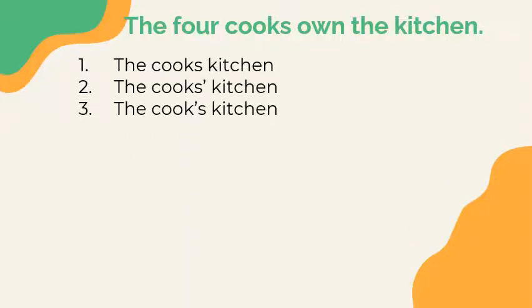The 4 cooks own the kitchen. The 4 cooks, we mean the chefs, those who cook, who make food, prepare food. The owners here are the 4 cooks. 4 cooks is a plural noun, and cooks already ends with S. So what should we do here? We just add apostrophe after the S. So number 2 is the correct choice.